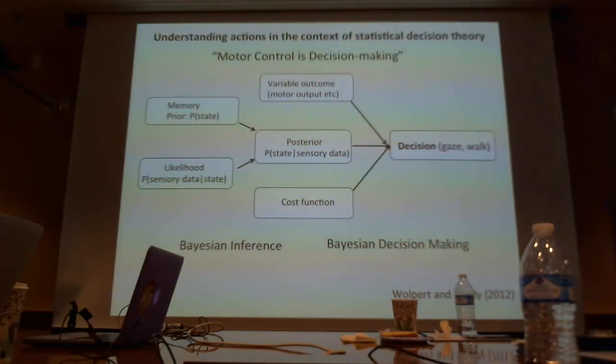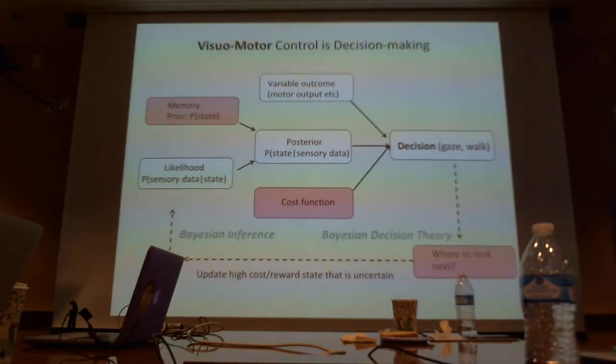I just want to finish now by talking about an approach to these problems that's been pretty useful over the last 10 years or so. Walford and Landy wrote a review of this, which they called motor control as decision making. They look at the elements of statistical decision theory and go through a lot of the evidence for these things.